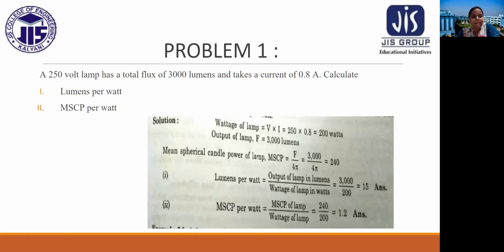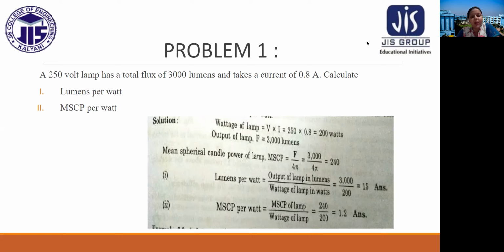First is a 250 volt lamp has a total flux of 3000 lumens and takes a current of 0.8 ampere. Calculate lumen per watt and MSCP per watt. So what is MSCP? It means mean spherical candle power. Okay. Its unit is candle power.